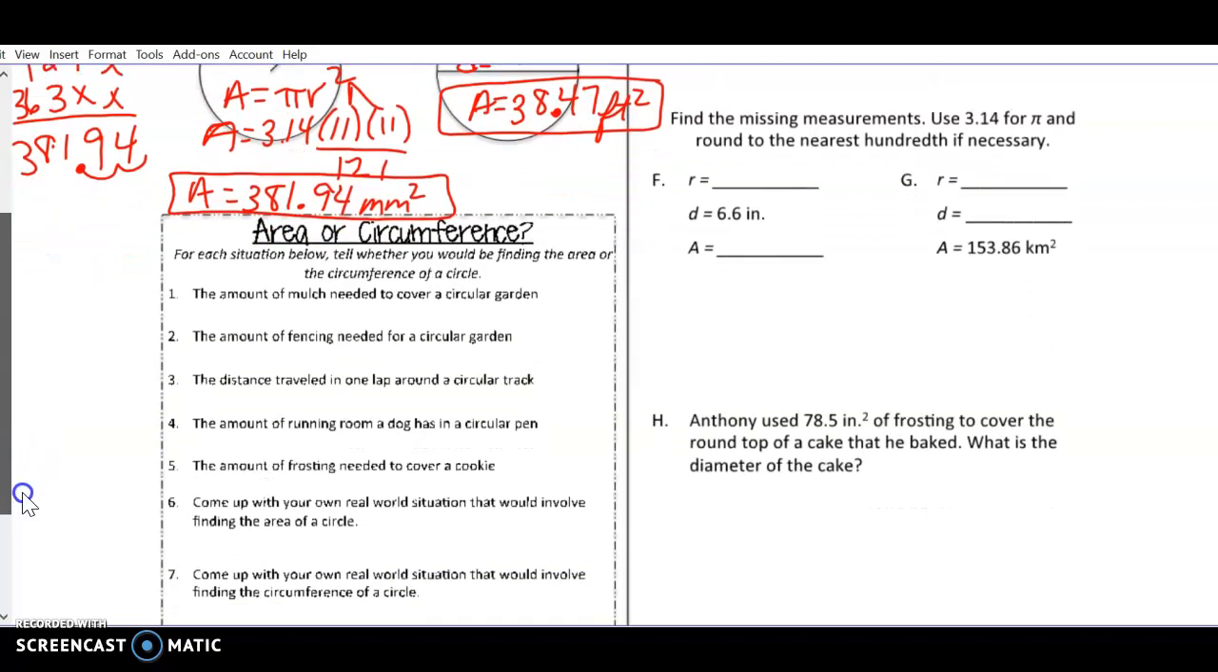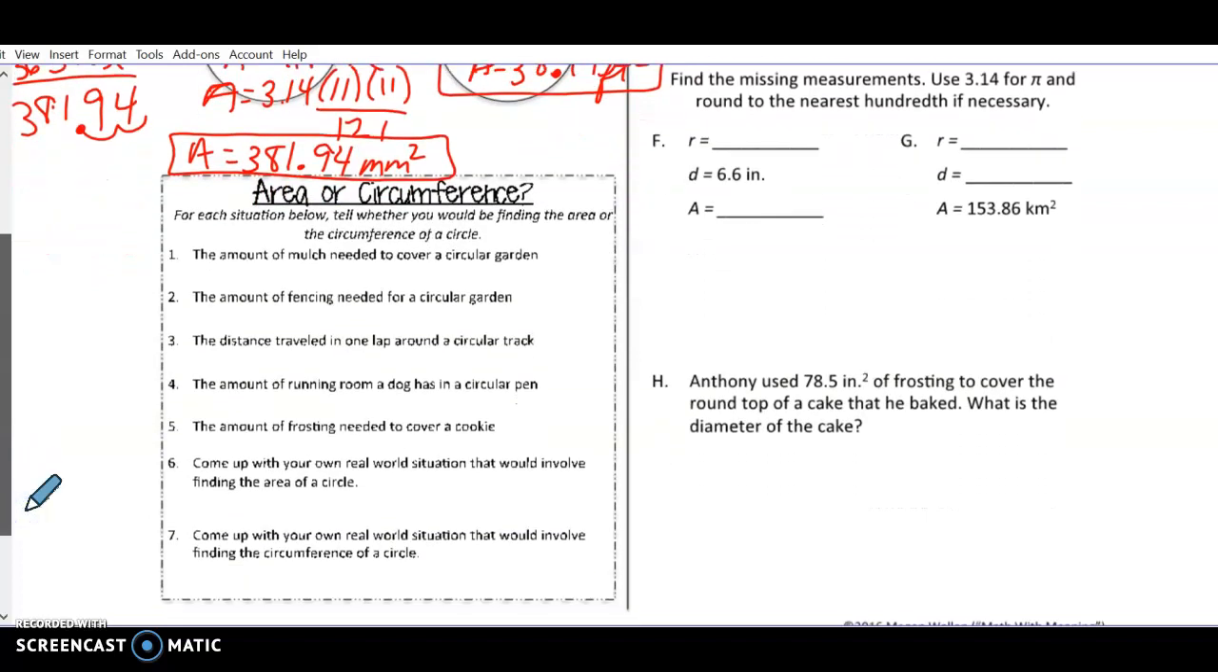circumference. So again, just think about area versus perimeter. Amount of mulch needed to cover. Cover is an area word. The amount of fencing needed. So fencing goes around. So this is circumference. And we'll talk about circumference probably next week.